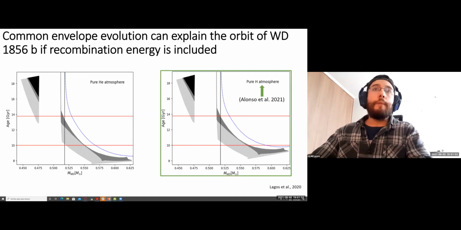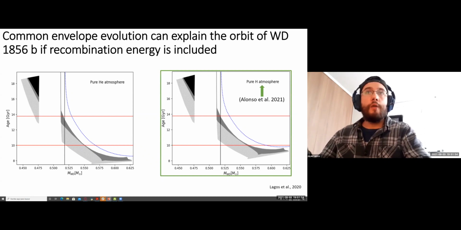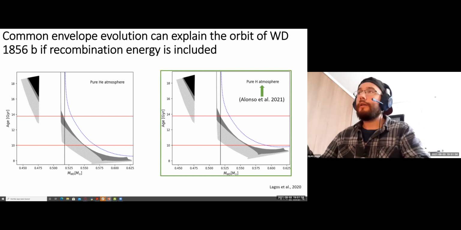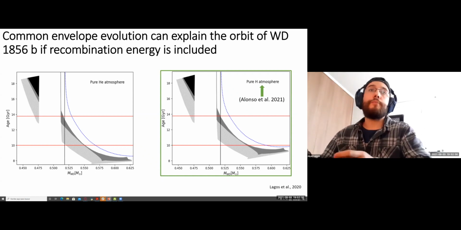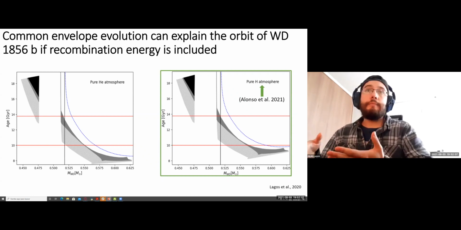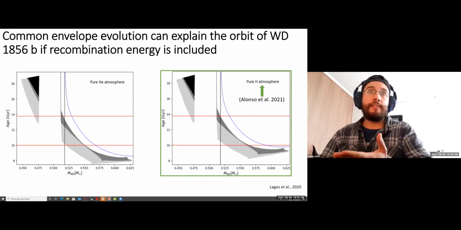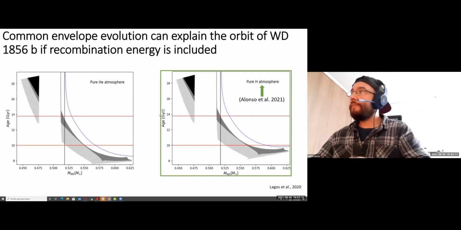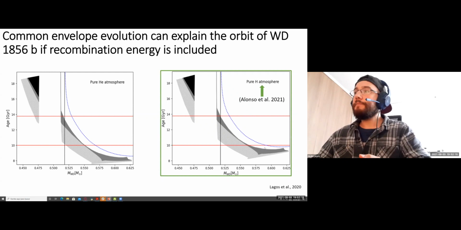And about the atmosphere composition of the white dwarf, more recent work by Alonso et al. 2021 confirmed the presence of an H-alpha absorption line, leading to a DA white dwarf classification. So this supports even more the common envelope scenario.